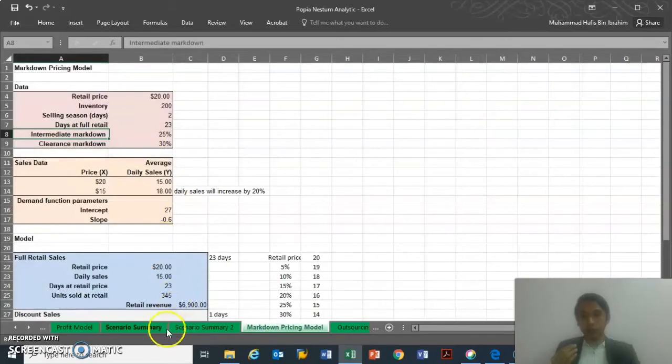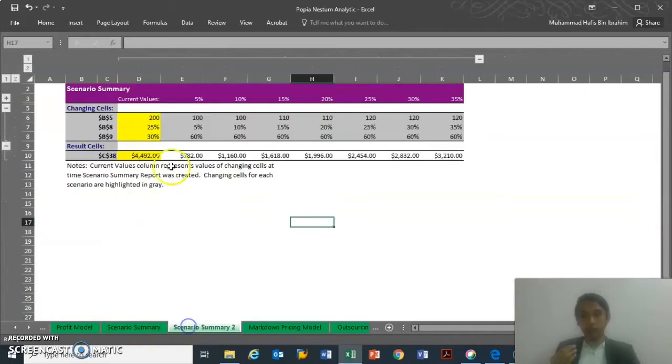I also tested my inventory here. If I change my inventory from 200 to 100 or 110 or 120, my profit will be reduced. So I have to stick with my plan, which is 200 units of inventory. No need to change.